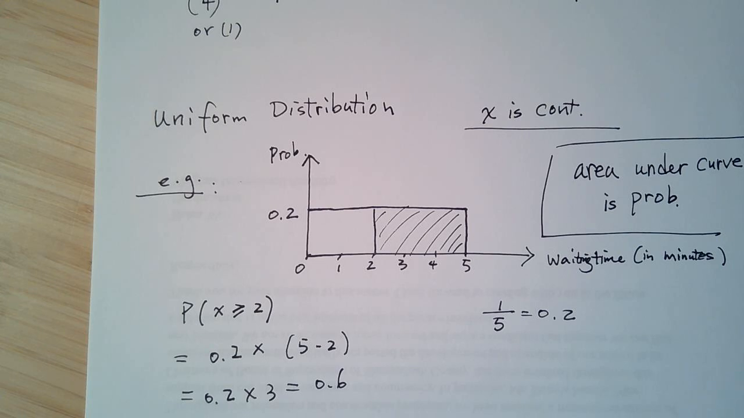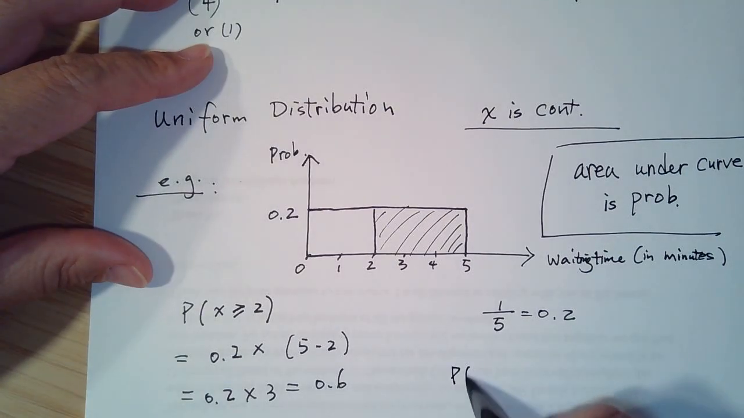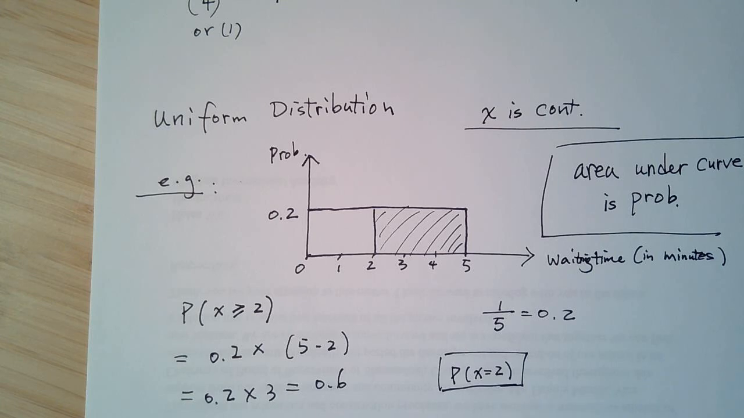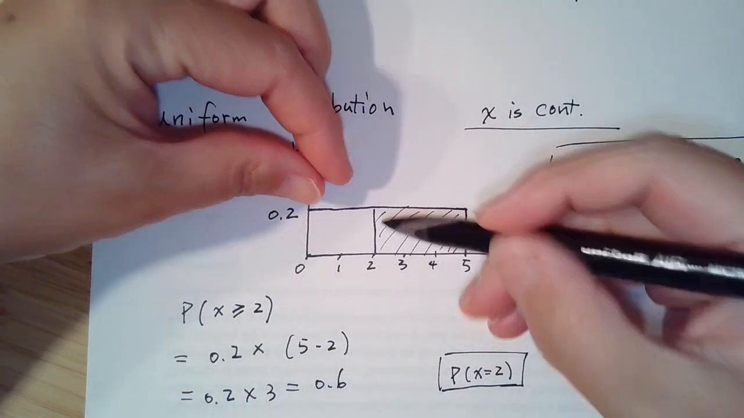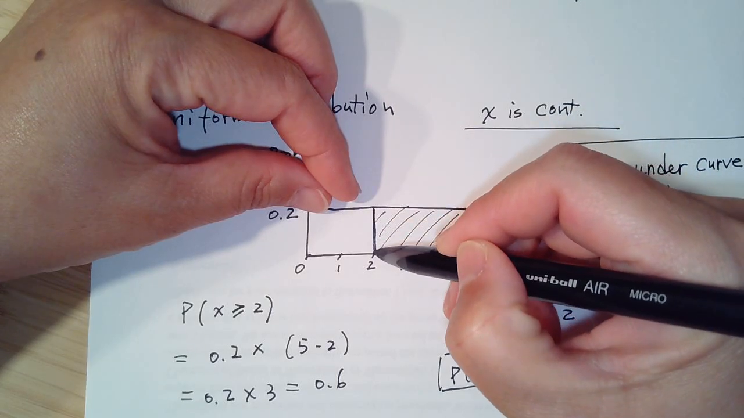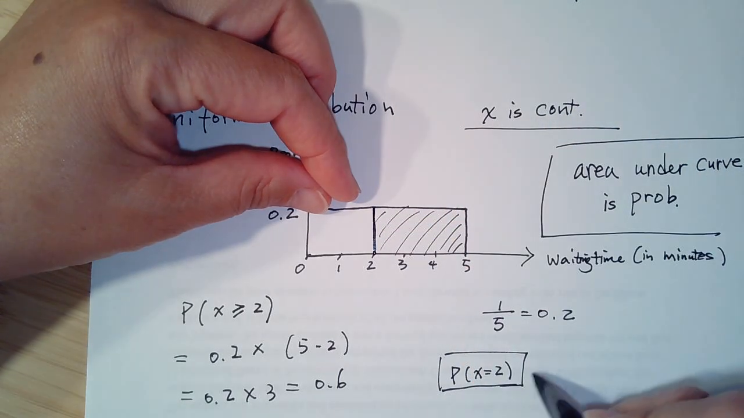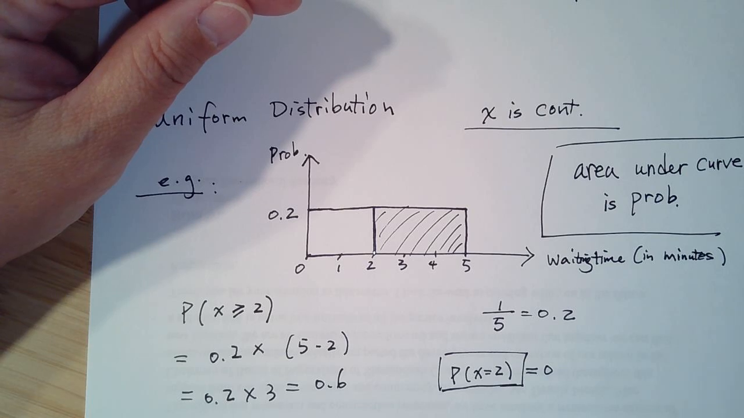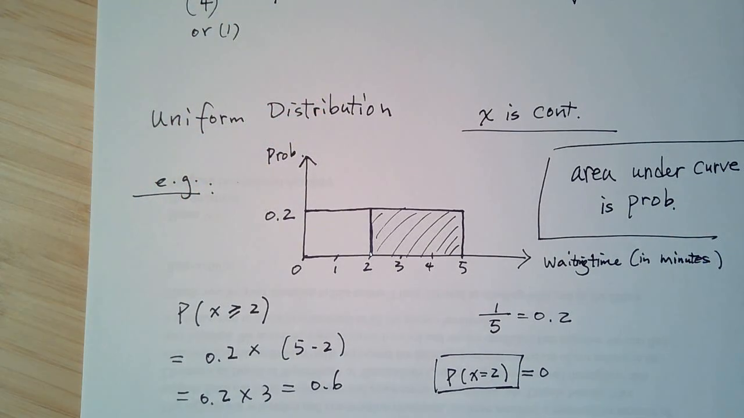Okay, so the other thing, if you remember when we did the discrete probability distribution, we could find the probability that x equals 2. So what does that mean? This means what is the probability that a passenger's waiting time is exactly 2 minutes. Basically, you're looking for the area of this line. So that would be 0. You are not going to be able to find the probability of an exact x value. See the difference? That's the difference between the discrete probability distribution and continuous probability distribution.